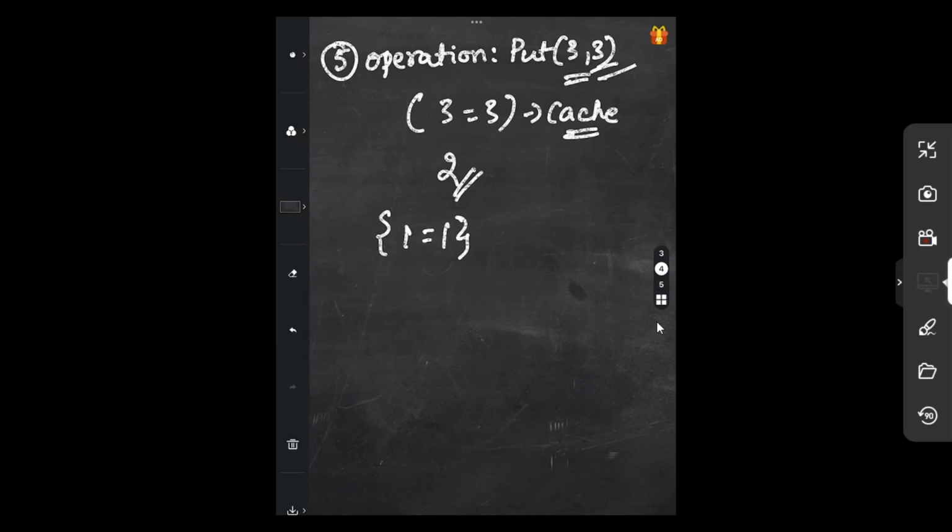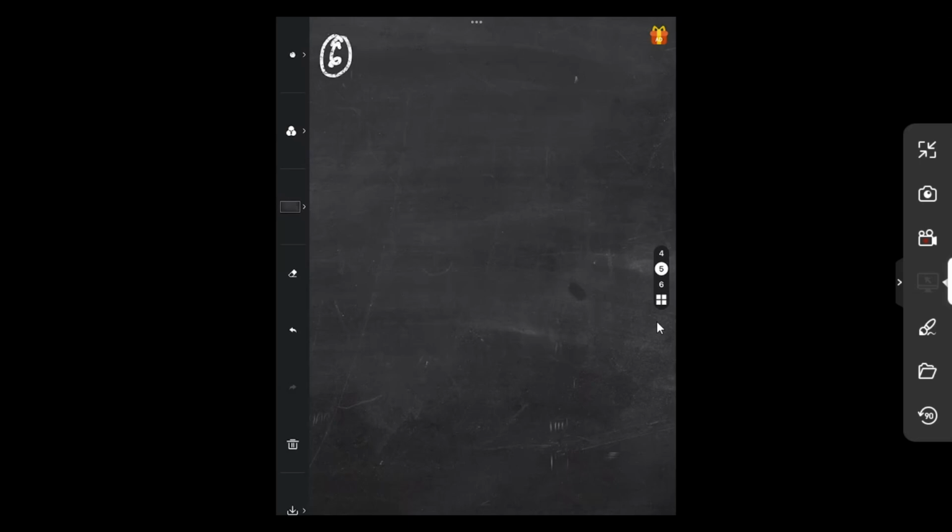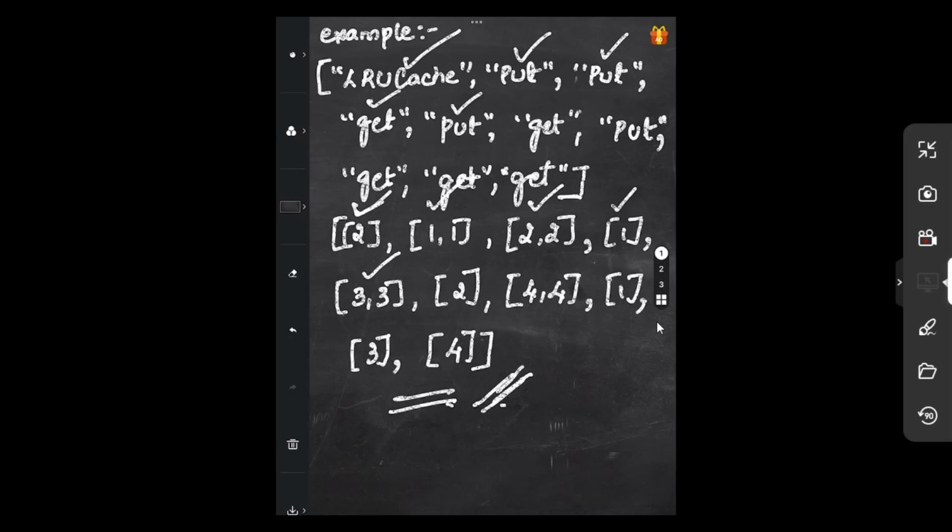So the cache after adding 3 equals 3 will be 1 equals 1 and also 3 equals 3. In this way we can write it here. The output will again be null, because we know the return value of the put is null. So the output will obviously be null. Let's move on with the sixth operation. The sixth one is get of 2, right?